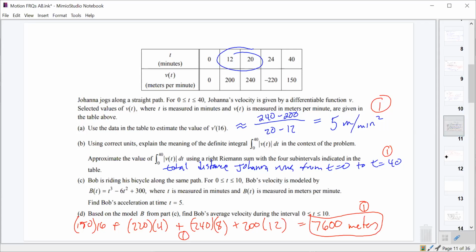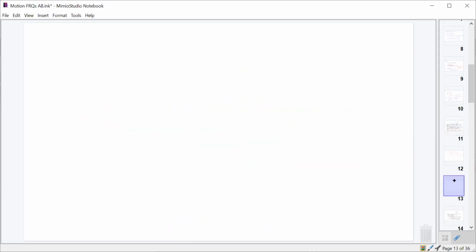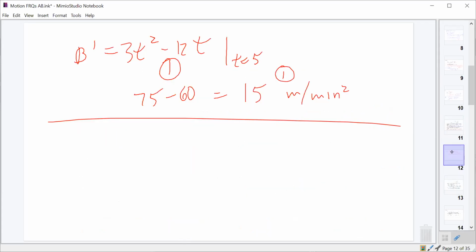All right. So then for part D, we want to find his average velocity, and an average of a continuous function that we're given here, t cubed minus 6t squared plus 300, ought to be the mean value theorem for integrals. So part D, this is part C. Part D ought to be the 1 over b minus a times the integral from a to b of his velocity function, which was what?